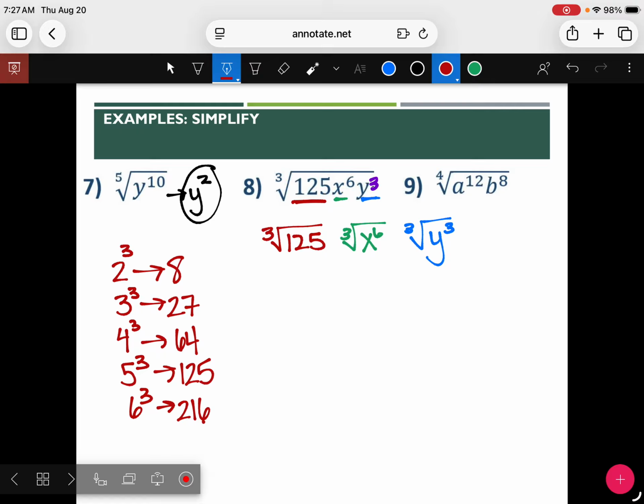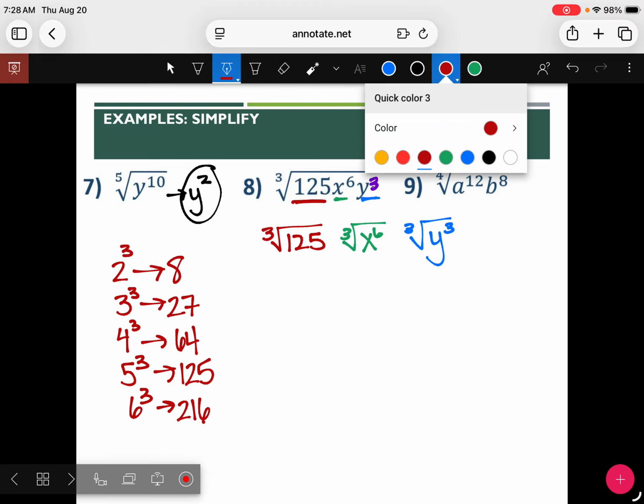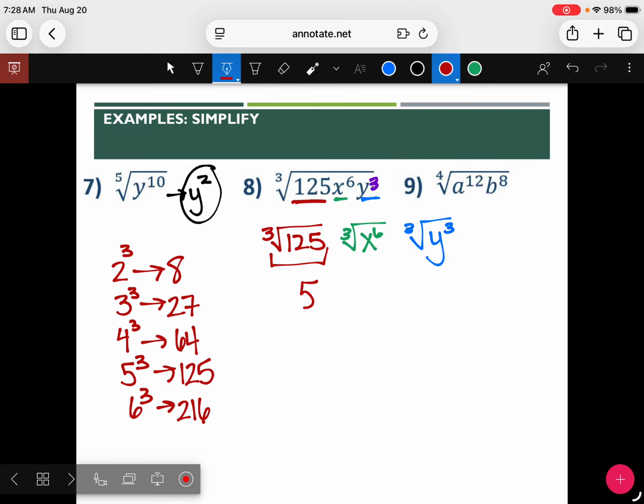So do you see that one of these gives us 125, right? What number do I multiply 3 times to get 125? 5. So that means that the cube root of 125 is just 5. Just 5.